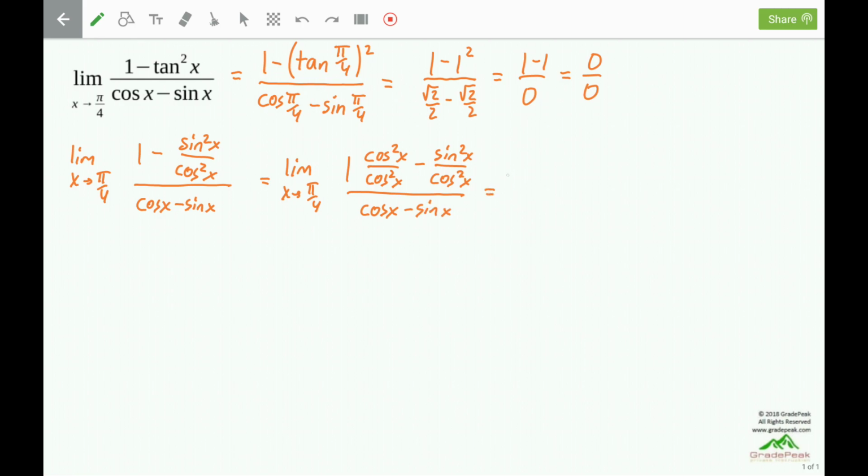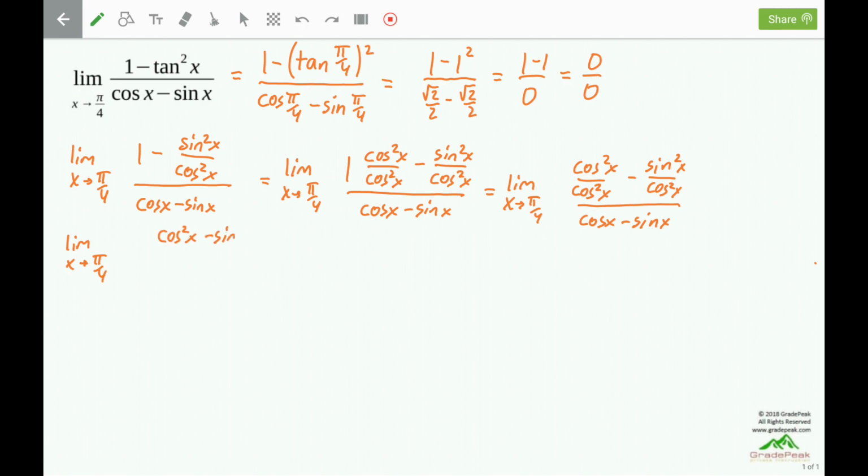Multiplying the 1 will give us cos squared x over cos squared x minus sine squared x over cos squared x, and then all of that over the cos of x minus the sine of x. The next step is to combine those fractions over that common denominator, so that's going to give us limit as x goes to pi over 4 of cosine squared of x minus sine squared of x all over cosine squared of x. And then I'm leaving the overall denominator alone, and that's going to be all over cos x minus sine x.